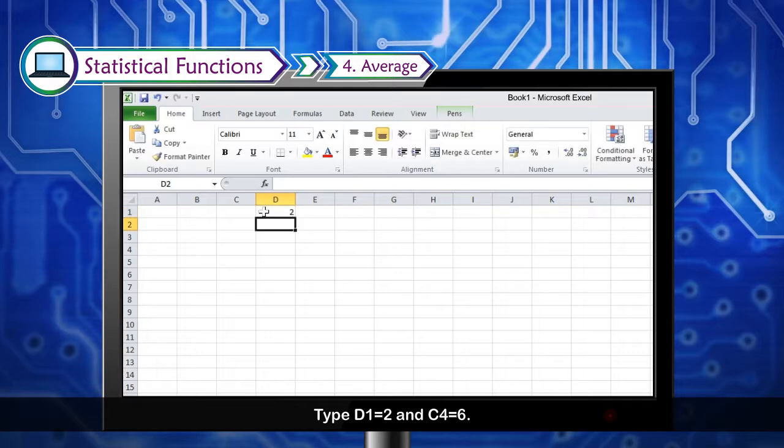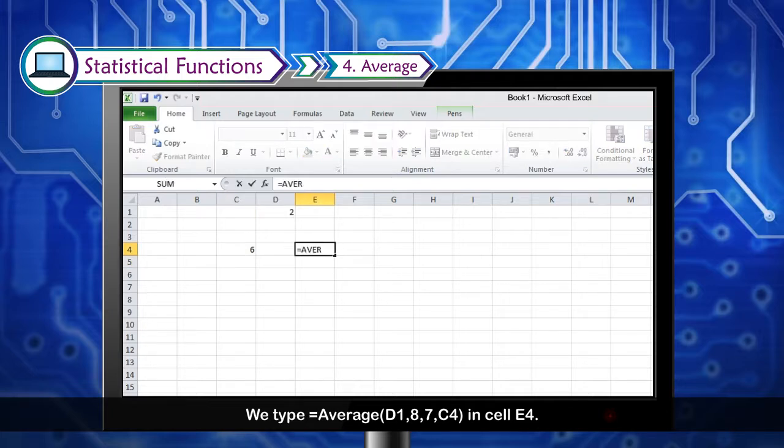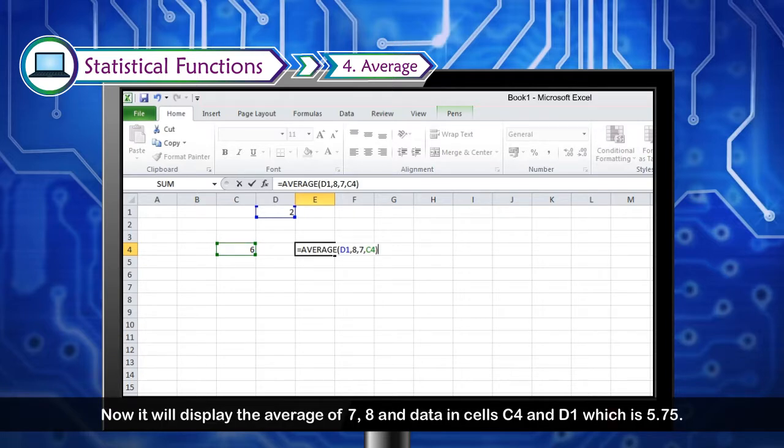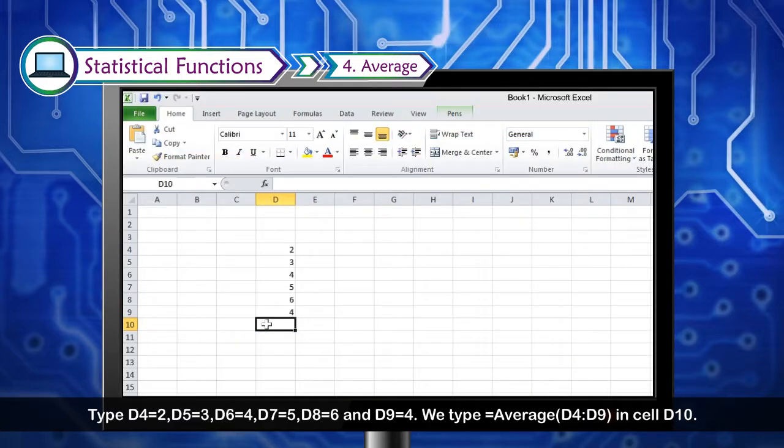Type D1 = 2 and C4 = 6. We type =AVERAGE(D1, 8, 7, C4) in cell E4. Now, it will display the average of 7, 8, and data in cells C4 and D1, which is 5.75.